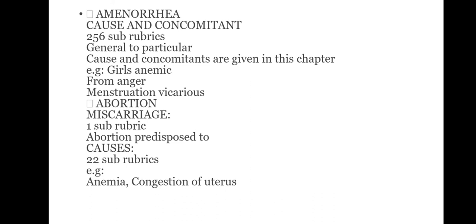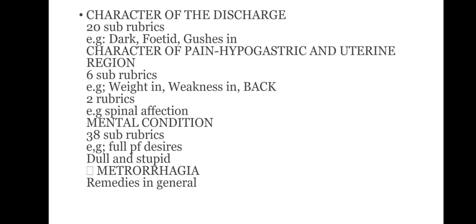Amenorrhea, cause and concomitants: 256 sub-rubrics, general to particular. Cause and concomitants are given in this chapter. Example: girls anemic, from anger, menstruation vicarious, etc. Abortion, miscarriage: one sub-rubric, abortion predisposed to. Causes: 22 sub-rubrics. Examples: anemia, congestion of uterus. Character of discharge: 20 sub-rubrics, dark, fetid, gushes in. Character of pain, hypogastric and uterine region: 6 sub-rubrics, weight in, weakness in. Back: 2 rubrics. Example, spinal affections. Mental conditions: 38 sub-rubrics.